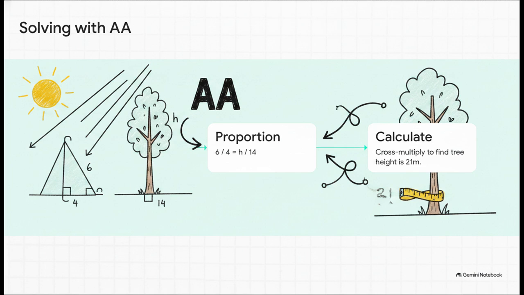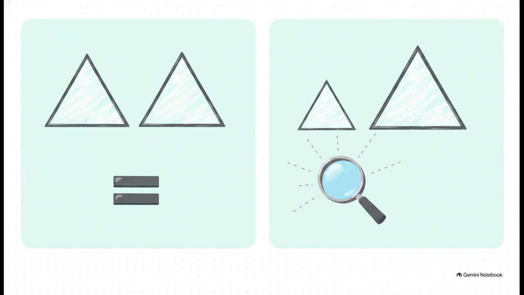Because of that, their corresponding sides are mathematically guaranteed to be proportional. That means whatever scale factor connects the 4-meter shadow to the 14-meter shadow will also flawlessly connect our 6-meter pole to the tree's height. So we unlock the mystery of how tall the tree is without ever actually leaving the ground. Detective work established. Before we move on, let's pause for a really quick strict misconception check.